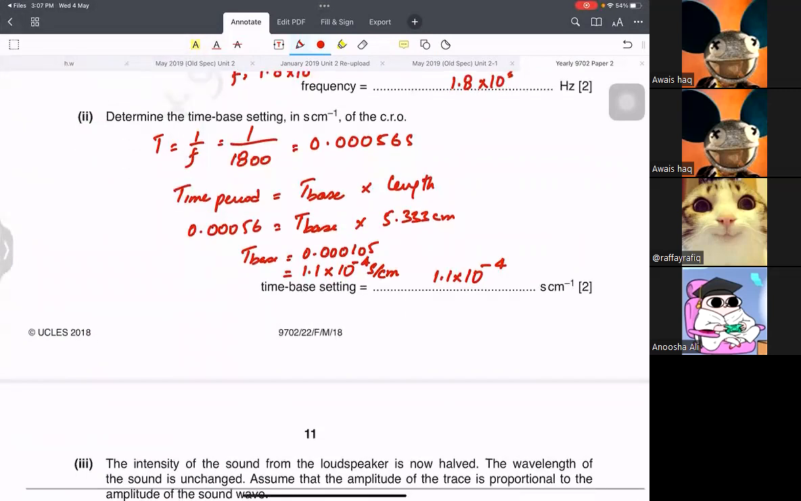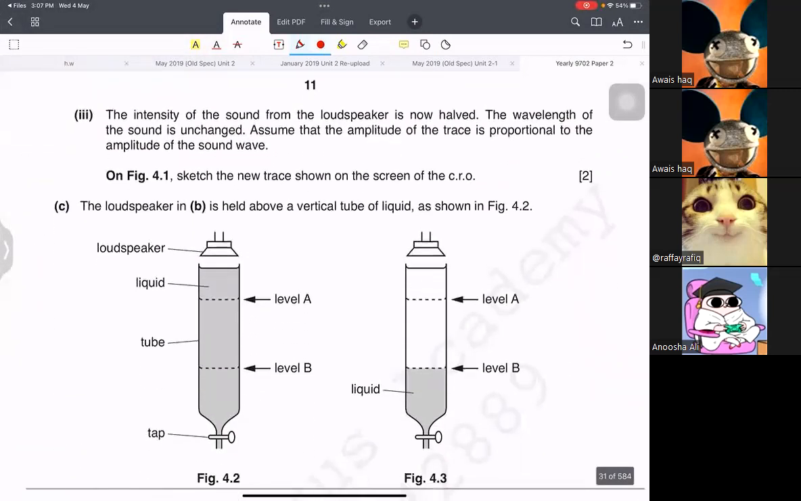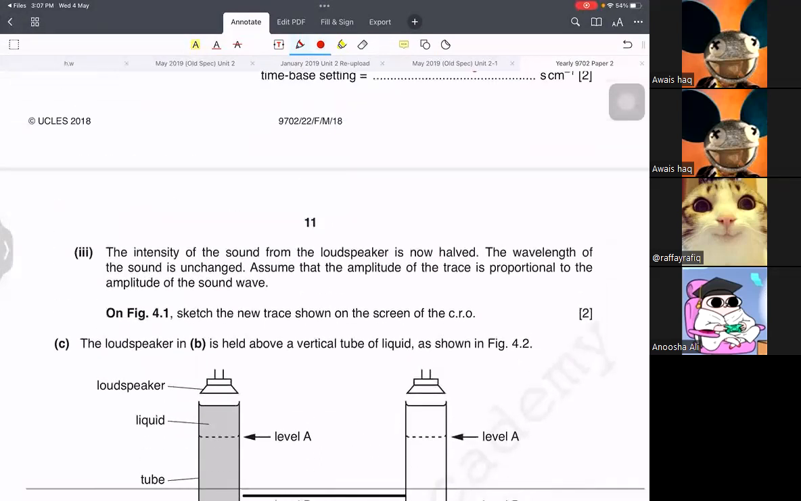Okay. Now, going to this question, this is my favorite question. Now it says the intensity of sound from the loudspeaker is now halved. The wavelength of sound is unchanged. Assume the amplitude of the trace is proportional to the amplitude of the sound wave. So intensity is proportional to amplitude squared, right? Now I told you I1 over I2 equals A1 over A2 whole squared, right? So you have to use this ratio.